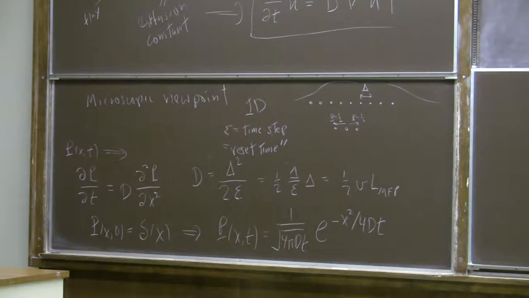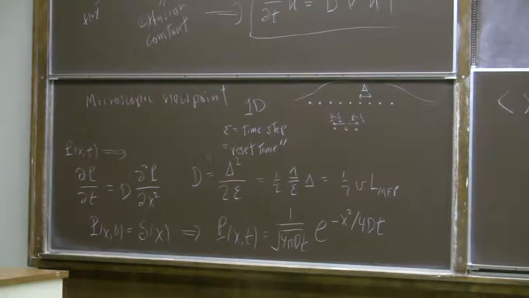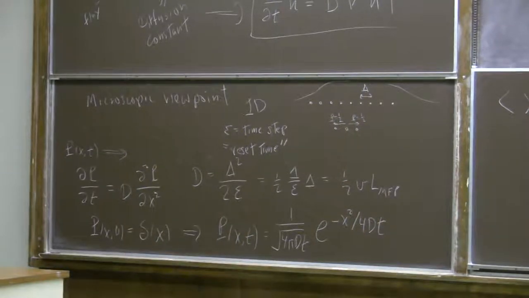If we look at the root mean squared distance that the particle travels in the time t, it grows like the square root of the time, with the diffusion constant soaking up the dimensions, turning the square root of time into a distance.